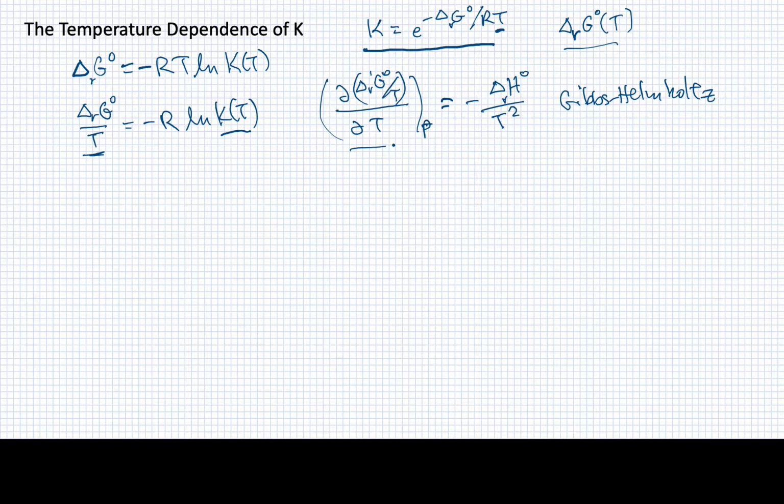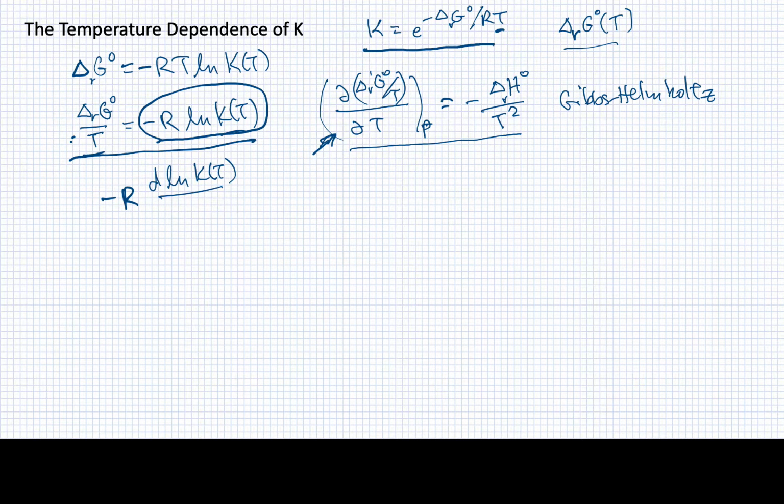So if I know that this is true, if I were to take the derivative with respect to temperature of this equation here, I would get this on the left-hand side, and I would get the temperature derivative of this term on the right-hand side. So the temperature derivative of this thing is negative R times the temperature derivative of log K of T over dT. And now instead of putting this in the middle, I'm just going to give what it's equal to from the Gibbs-Helmholtz equation, minus delta H over T squared.